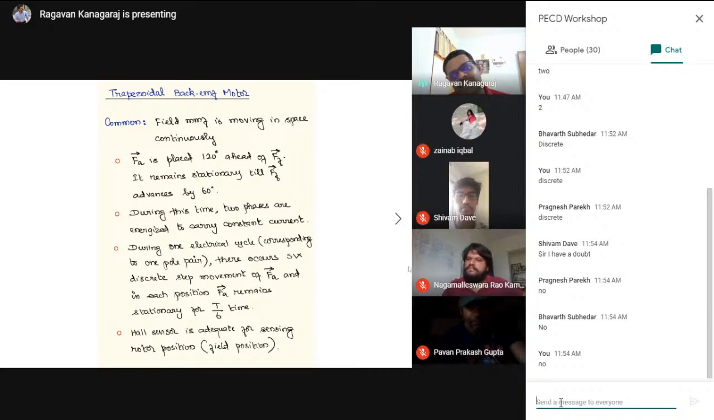Since the field MMF is continuously moving and we are energizing two windings by constant current, the resultant armature MMF space vector will be pointing in one direction. So sometimes the angle is, say for example, 120 degrees, but it is not going to be 120 degrees all the time. Although sine 120 is less than sine 90, it is not sine 120 all the time because the field MMF is not stationary. It is continuously moving, so the angle reduces to 110 degrees, again sine 110 is less than sine 90, sine 100, sine 90. At sine 90 you will get the maximum value of torque.